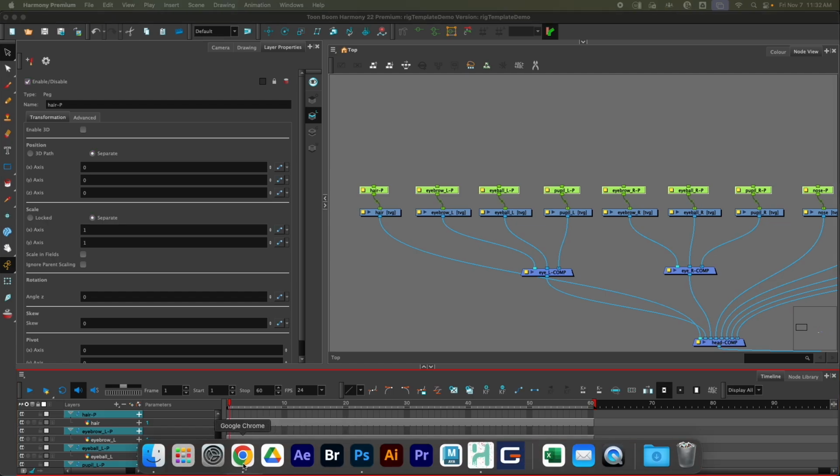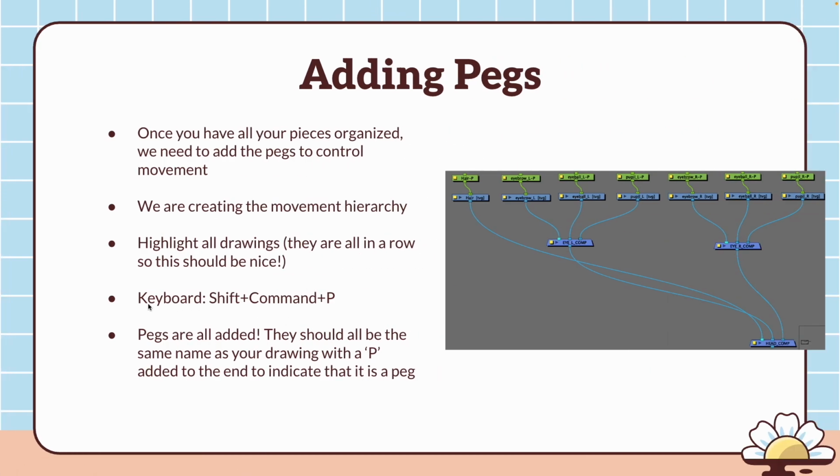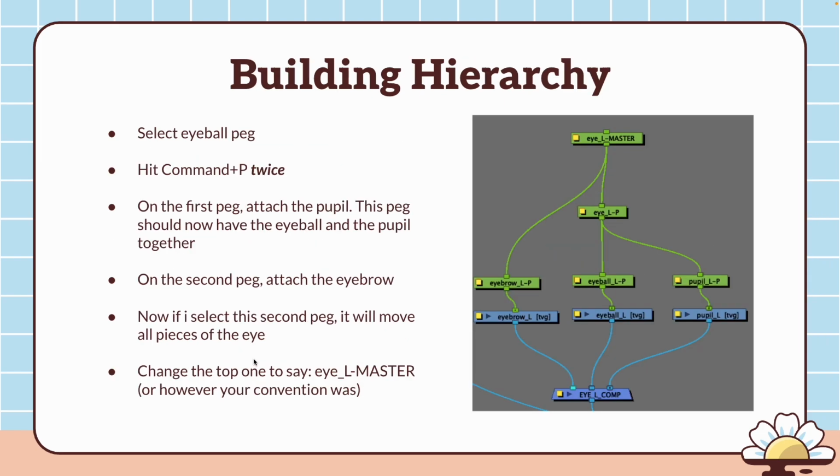Okay. So let's go back to the slides. So we said Shift Command P, all the pegs are added. Boom. Now we need to start building this hierarchy. Okay. We're going to be creating a lot more pegs. Please use the keyboard shortcuts because they're just nicer. The keyboard shortcut for making just a single peg is Command P. And we're going to use that to help us build out our hierarchy.